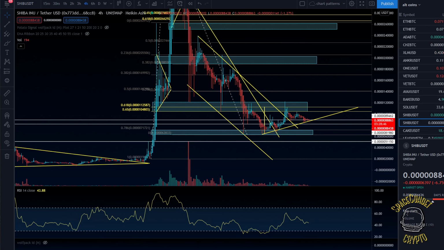My name is Dylan, Space Cadet Crypto, and we're going to be jumping into the Shiba price right now because we see a major pattern that is unfolding. Talked about it a little bit yesterday, but we do see that it is holding on right now, but we could see a breakdown in the next coming hours here, so stay tuned.